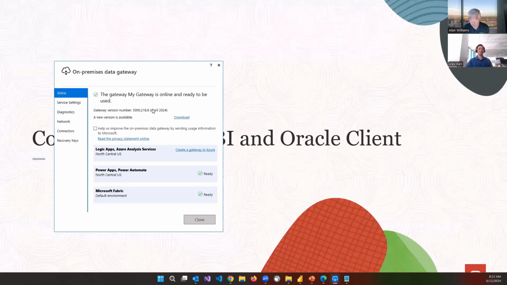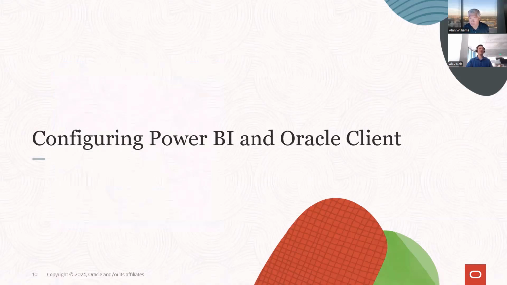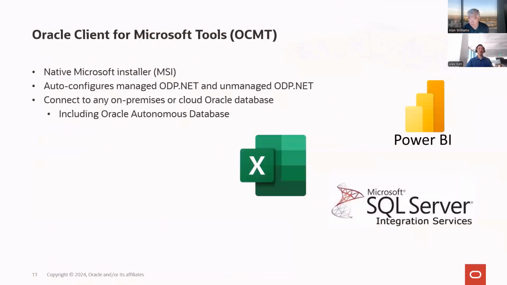So Rich's recommendation to do the patching is very well taken. Make sure you have an updated version of the data gateway, something from the last month or so. And then on top of that, Power BI Service is always updated because it's a SaaS service, so Microsoft's always updating. You don't have to worry about that actual service there. So let's talk about the configuration.